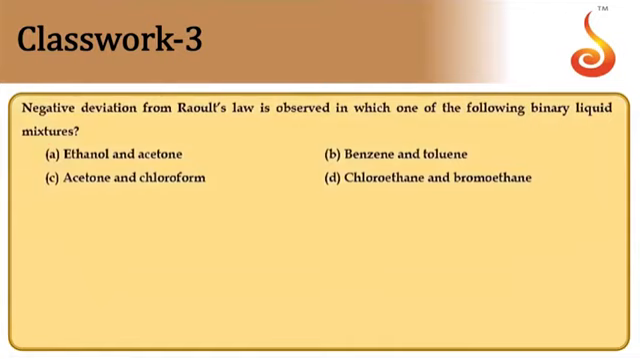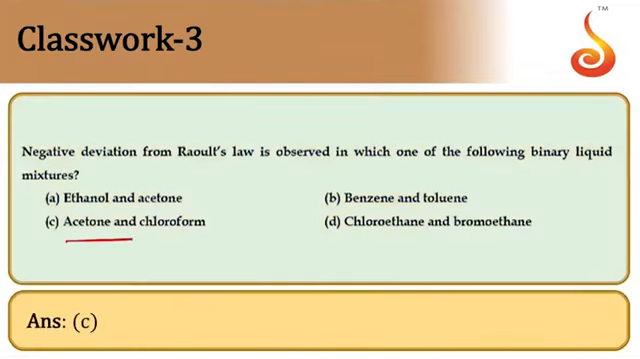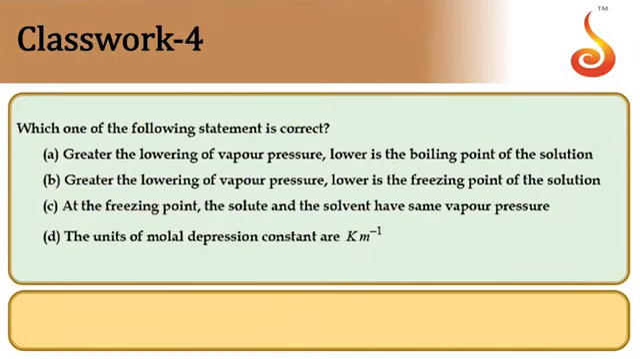That is to say, the acetone molecule is CH3CO. I'm just writing the formula this way for convenience. Chloroform is HCCl. Between these two we have a stronger interaction now. So between the components of the solution we have a stronger interaction that leads to negative deviation. So the option is C. C is the answer. Next one.